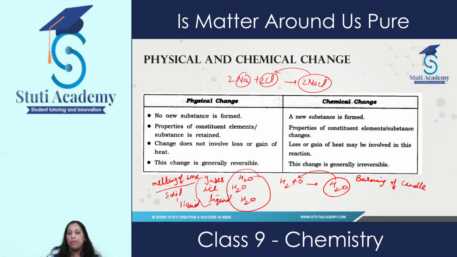But if we are talking about chemical changes like growth of human beings, that's a chemical change. Digestion of food is a chemical change. These are irreversible changes. So chemical changes cannot be reversed. Like rusting of iron is a chemical change. So this is how physical changes are different from chemical changes. I hope till here it's clear to you.